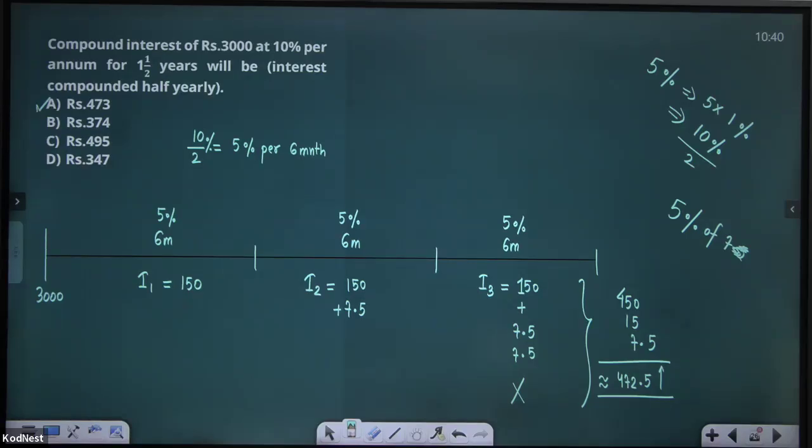5% of 150. 10% of 150 is 15. Yes. 5% of 150.